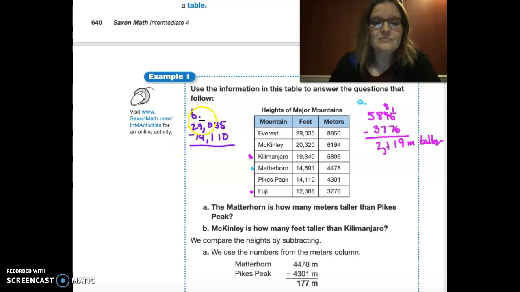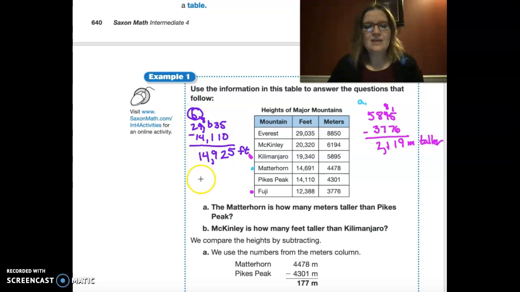And so let's begin. 5 minus 0 is 5. 3 minus 1 is 2. We're going to say 10 minus 1 is 9. 8 minus 4 is 4, and 2 minus 1 is 1. So it's 14,925 feet taller. So that's for letter B.